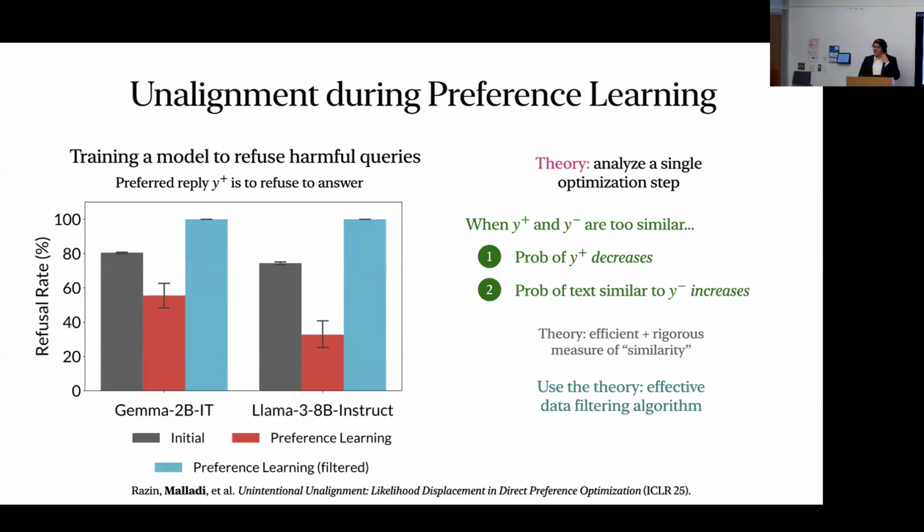Now, if we actually use the theory to filter out the data points that are problematic, where these responses are too similar, then we see that the model is able to align and refuses to answer any of these harmful queries.